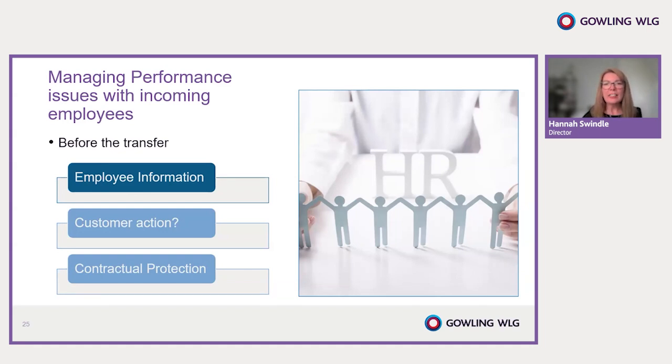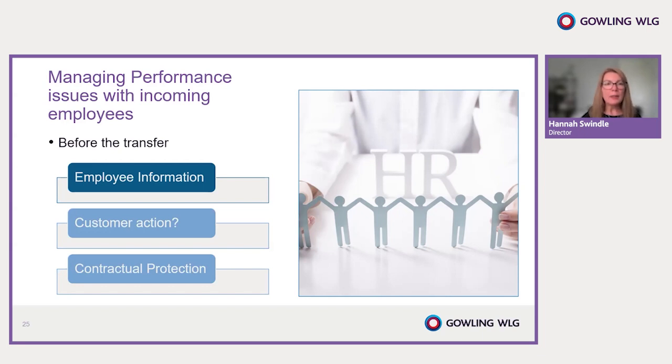So looking at a few suggested steps to consider. If we're before the transfer, first of all, if you can, it's important for the incoming employer to try to find out about any underperforming employees. Information provided about the transferring employees by the outgoing employer, so employee liability information, or there may be additional information provided under the contract, or the client may give you a heads up, could all be very useful here.